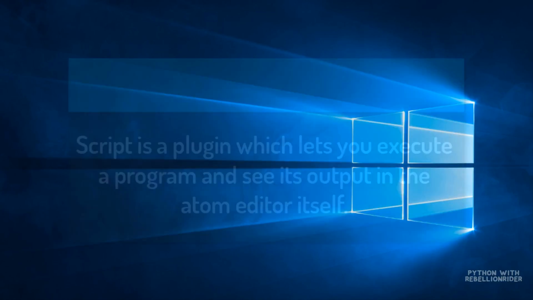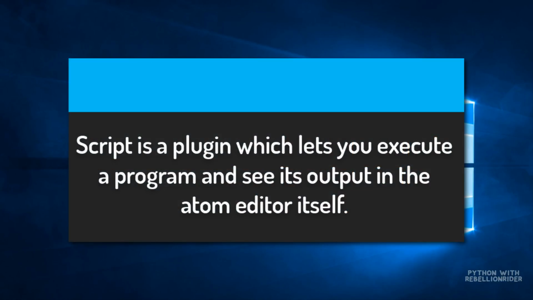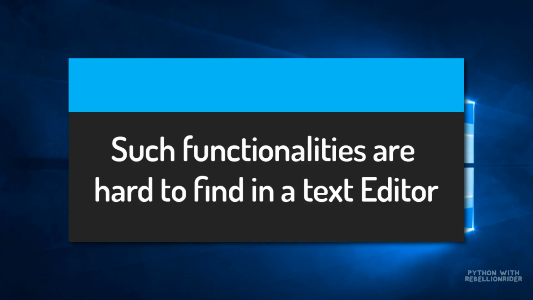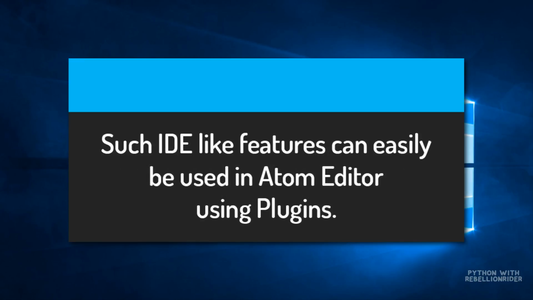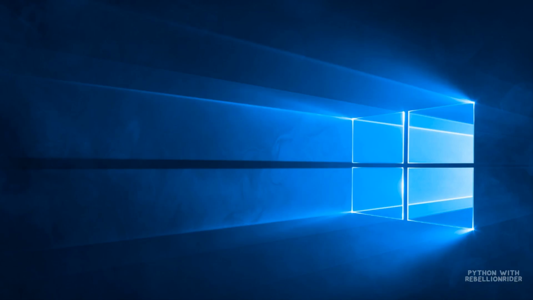Now let's start. Script is a plugin which lets you execute a program and see its output in the Atom editor itself. Such functionalities are hard to find in a text editor, but come bundled with various IDEs. Such IDE-like features can easily be used in Atom Editor using plugins. I have demonstrated how to install the aforementioned plugin in the previous video. I suggest you go and check it out if you haven't already.